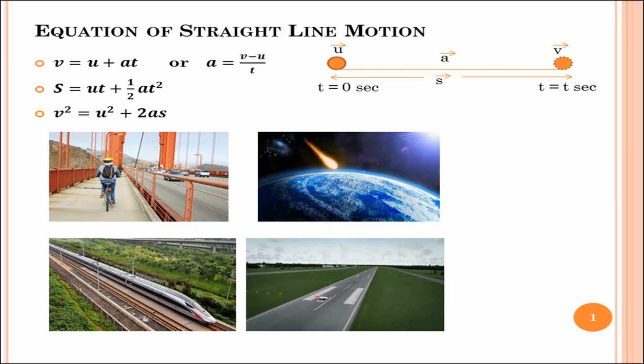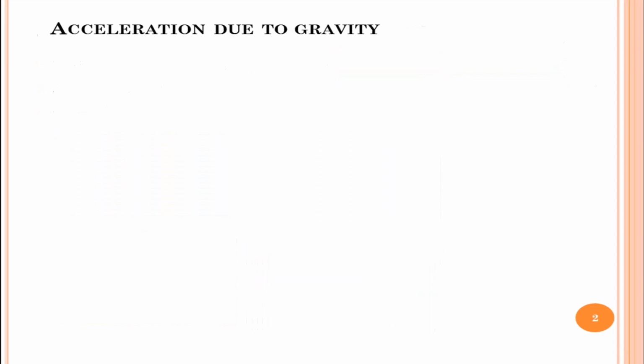The second equation of motion is s equal to ut plus half at square, and the third equation is v square is equal to u square plus 2as. One thing we have to keep in mind is that during the motion of the body, the acceleration is uniform, or constant. One example of uniform acceleration is acceleration due to gravity.